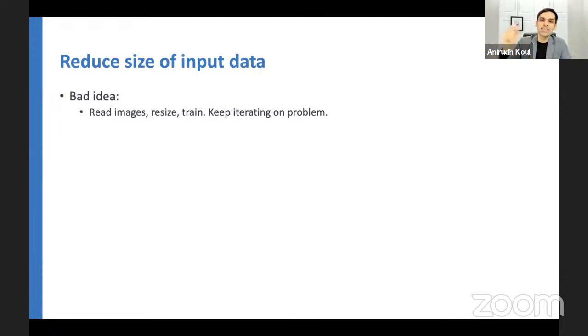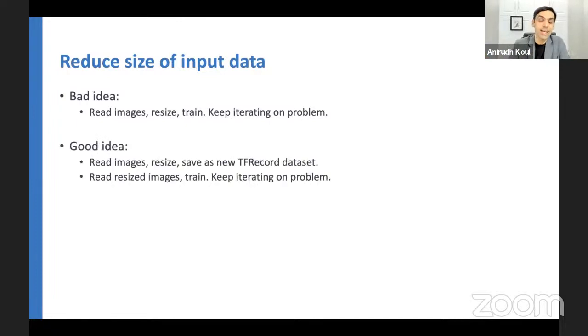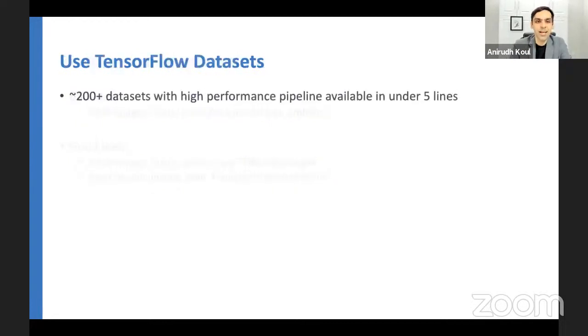You are spending CPU cycles on resizing every time, which you didn't always need to. The first time was more than enough. So what you could do instead is read the files once, resize, and save them as a TFRecord. Next time, just read those resized images for training. This means less wastage, less electricity bill. So that's a good idea.